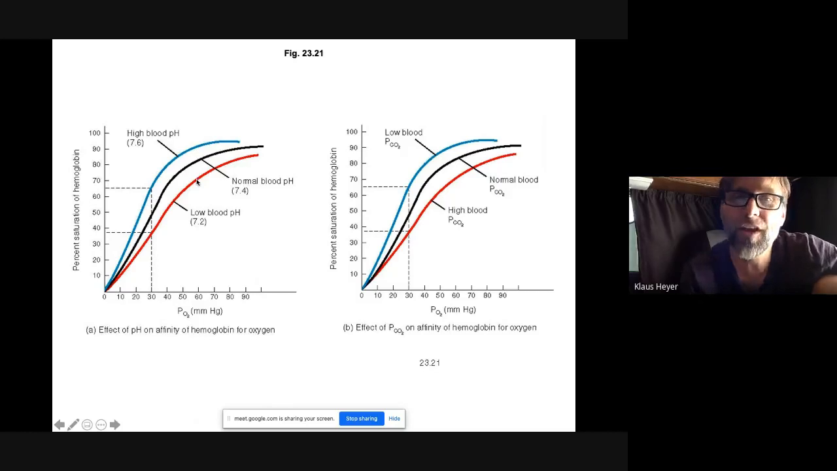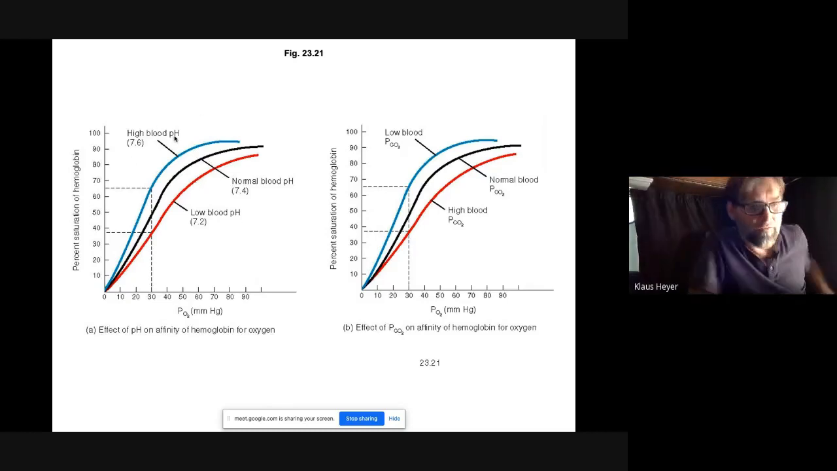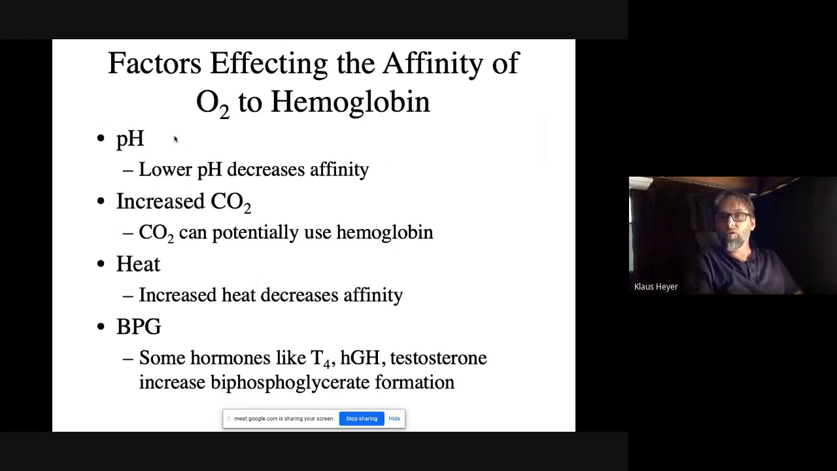But if it's too acidic, if you have acidosis, then you have the opposite problem. It's not holding on to the hemoglobin as long as it needs to until it gets to where it needs to get. So it's breaking off early. So you need this happy medium. So one factor is the pH, right? So the lower the pH, that means the more acidic. Lower pH means more acidic. Higher pH means less acidic.